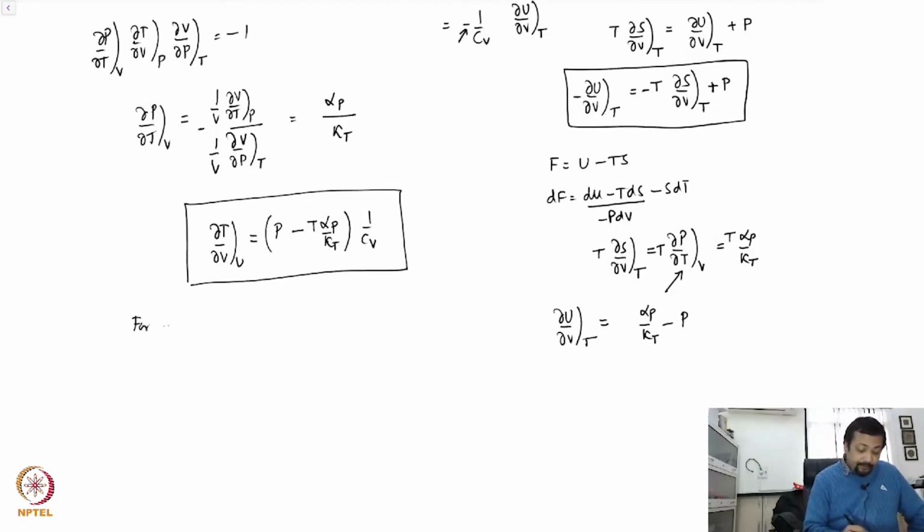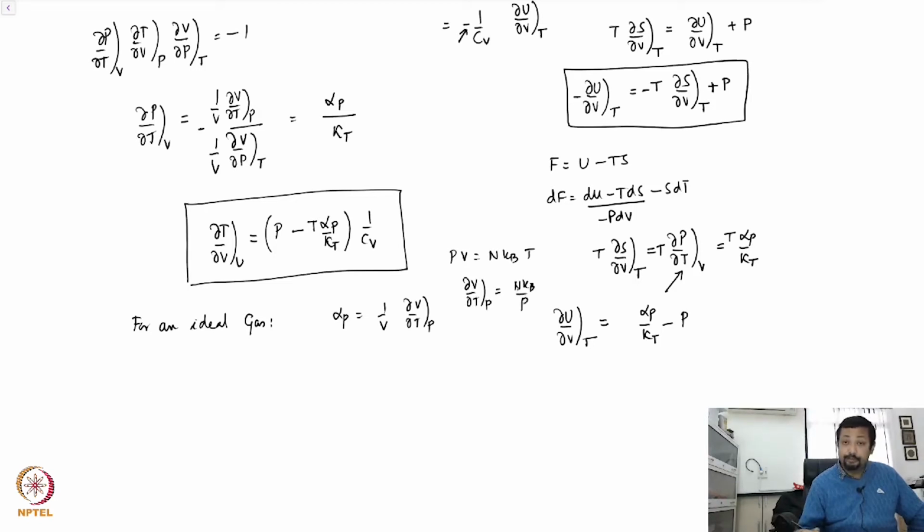For an ideal gas, α_P, which is 1 over V (∂V/∂T) at constant pressure, and I know the equation of state is PV = N k_B T. So (∂V/∂T) at constant pressure is N k_B divided by P. N k_B over P is going to be, so let's just write down 1 by V, and then I have PV over here, and N k_B over PV is 1 by T. So your α_P for an ideal gas goes as 1 by T.